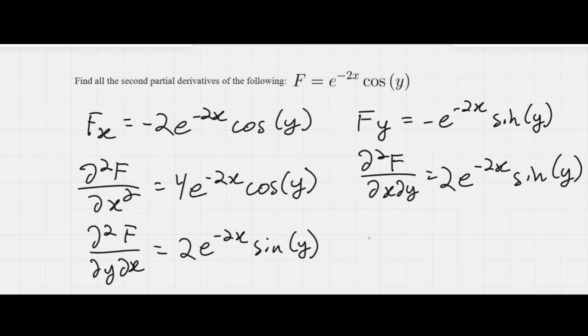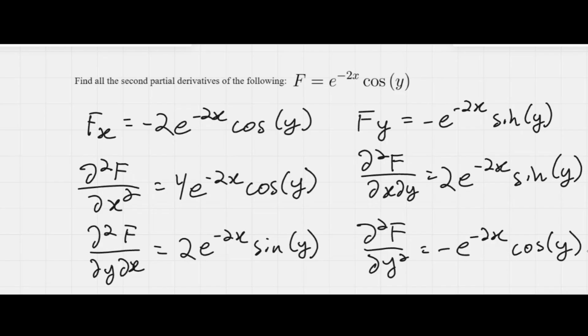Alright, we've done pretty good for ourselves so far. One more is going to be the second partial derivative with respect to y. And so what that's going to be is we're treating the whole x part as a constant. The derivative of sine y is just cosine y. And so what that leaves us with is negative e to the power of negative 2x cosine y. Okay, pretty cool. We've found all the second partial derivatives, and thus that is our answer.